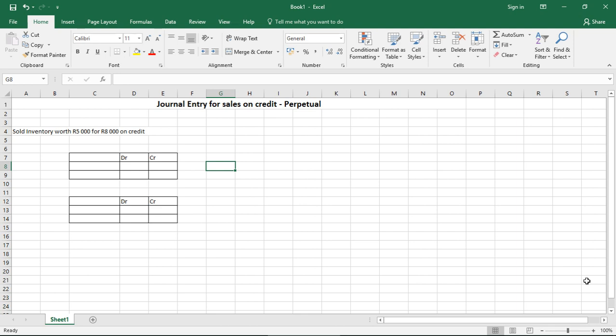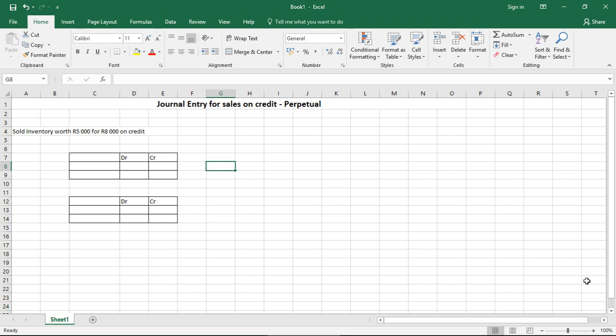Welcome to Contact. At this point, we're looking at the journal entry for sales on credit, and we're looking at the perpetual inventory system. With the perpetual inventory system, we continuously adjust our inventory in our books, unlike the periodic inventory system, where we only adjust inventory at specific periods, perhaps at the end of the period, when we look at how much inventory we have left and do the journal entry then.